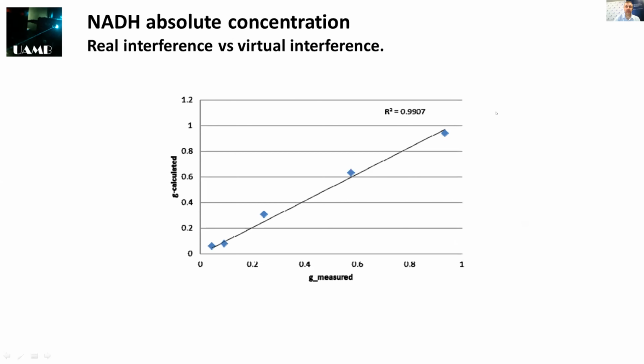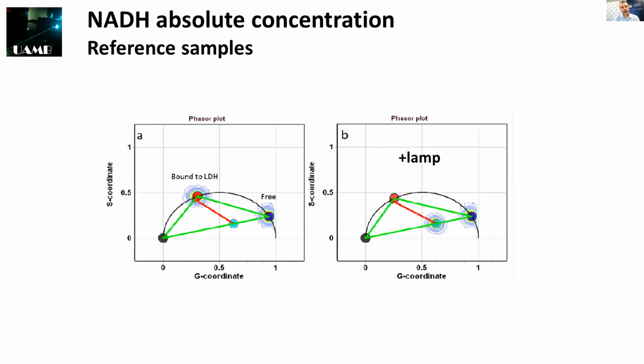We just need to take one record of the absolute concentration of NADH before or after we measure our cells. How does this work? Well, we have our sample, we place our lamp, and this moves toward a certain distance, and we label this distance with the concentration that we know. Then we do the same, basically the software does this, for the bound.